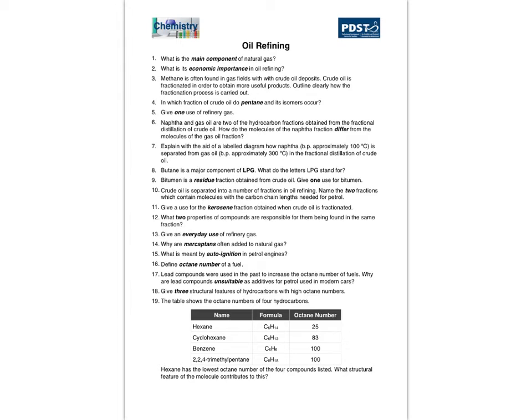Question 3, methane is often found in gas fields at crude oil deposits. Crude oil is fractionated in order to obtain more useful products. Outline clearly how the fractionation process is carried out. You get a fractionating column, and in that column the oil is heated to a really, really high temperature, and it's pushed in from the bottom. The bottom is the really high temperatures, the top is the lower temperatures.